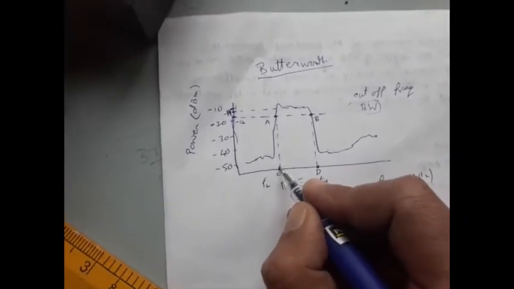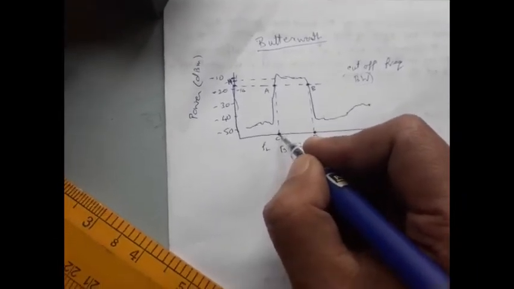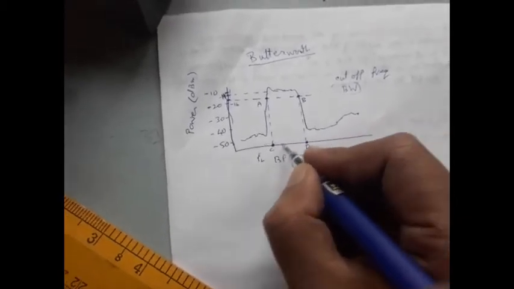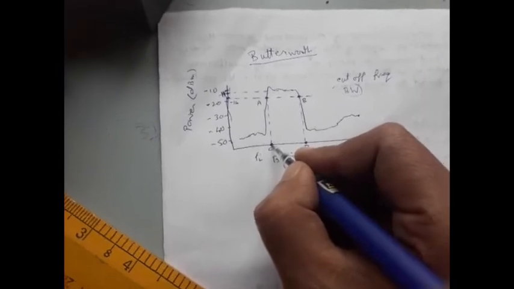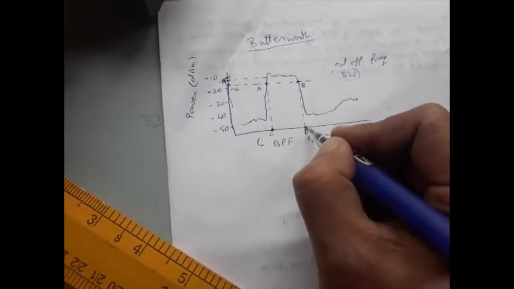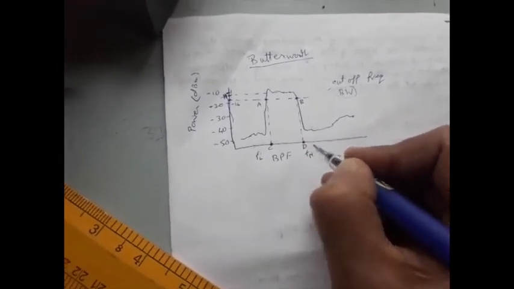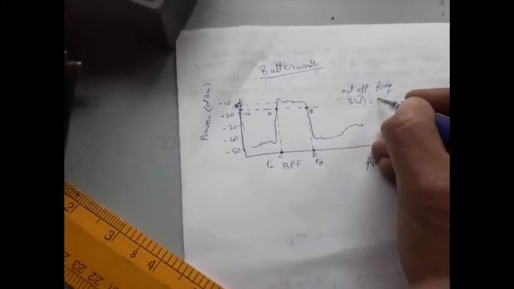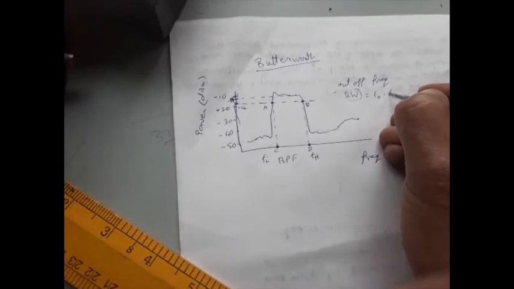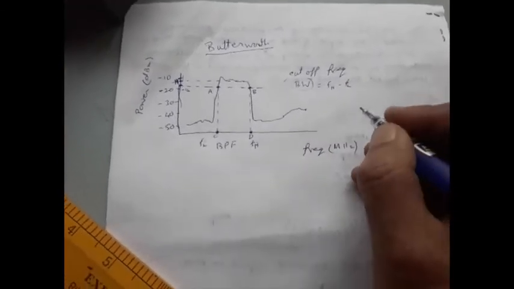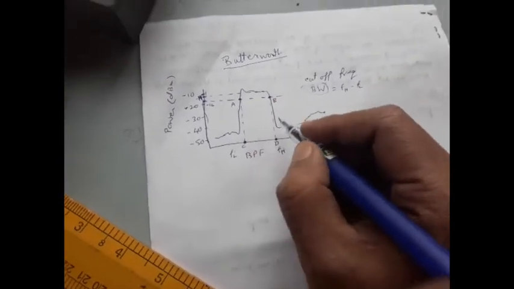FL is the lower cutoff frequency of this point C. You can measure it from the frequency axis. So FL is the lower cutoff frequency, and FH is the higher cutoff frequency, right? So to calculate bandwidth, you just write FH minus FL. That will give you the bandwidth of this particular band pass filter.